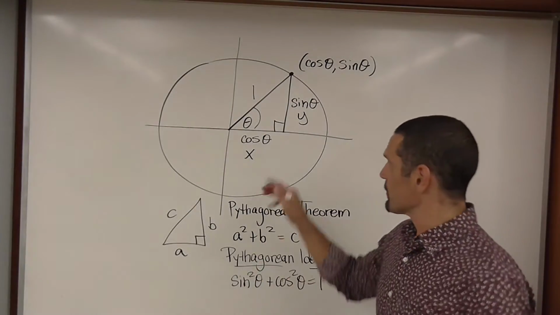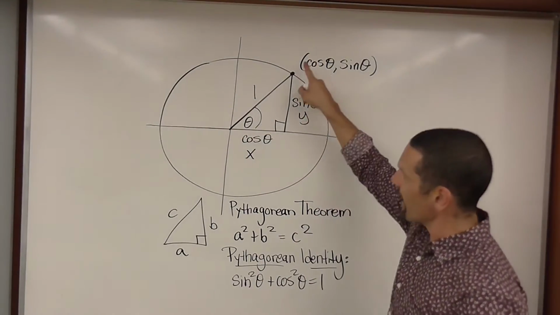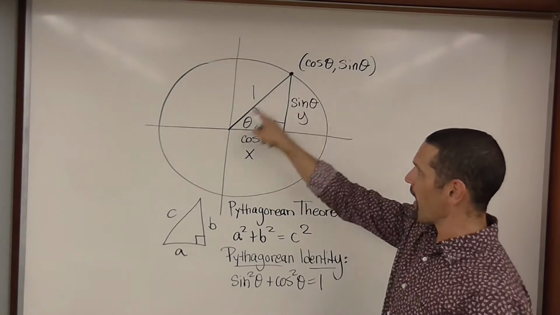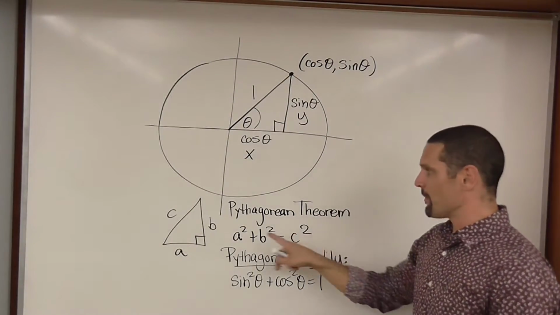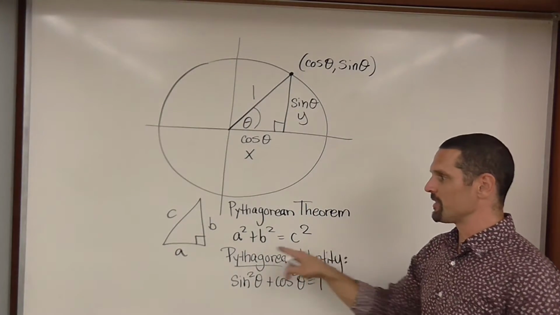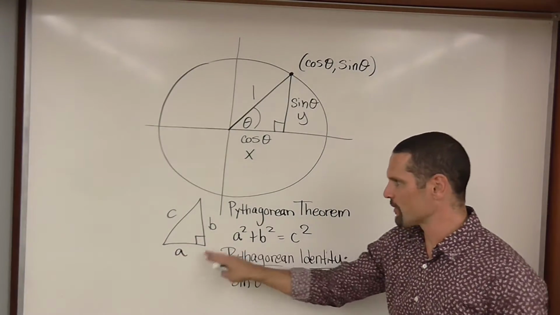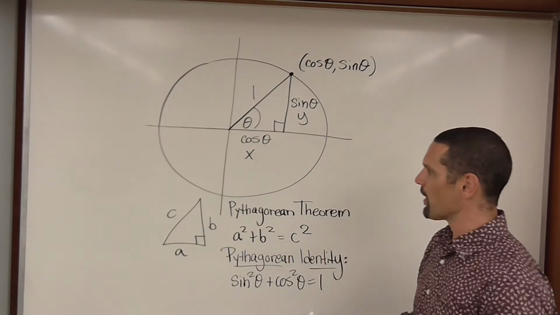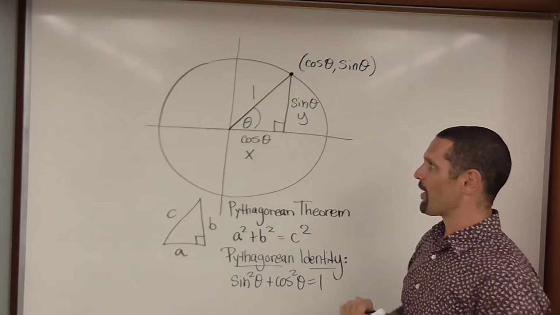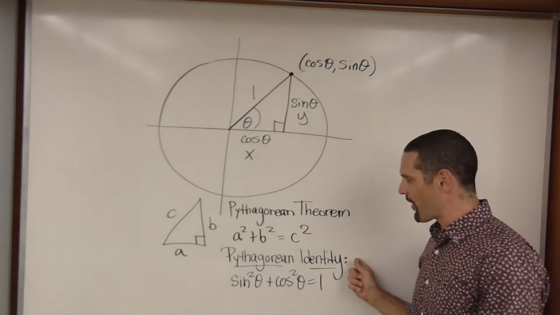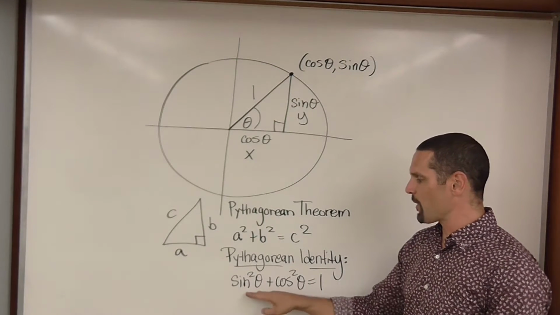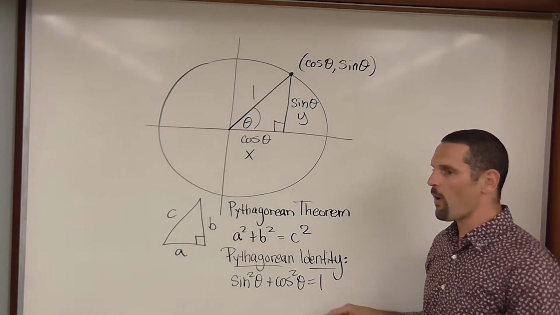If we have this unit circle here with x and y and 1 as our radius or hypotenuse, our right angle is here. We know the Pythagorean theorem is a squared plus b squared equals c squared using this triangle. Leg squared plus leg squared equals hypotenuse squared. If we apply that to this right triangle from the unit circle, we see we have our first Pythagorean identity. Sine squared theta plus cosine squared theta equals 1.